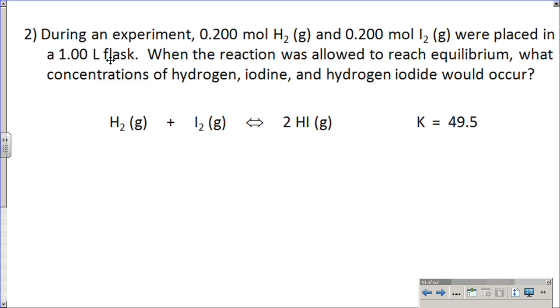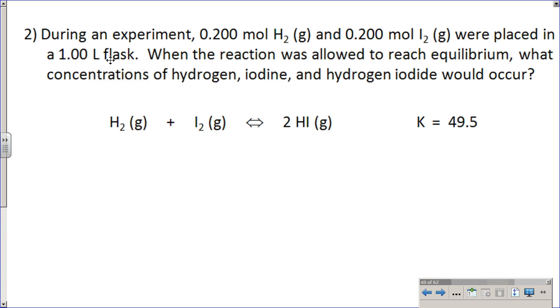So we have hydrogen gas and iodine gas yielding 2 hydrogen iodides or hydroiodic acid, however you want to call it. But in gaseous form, sometimes we don't name it by the true acid name. We name it by saying like hydrogen blank. So that's why you'll see the nomenclature is a bit different. You're starting off with 0.2 moles of hydrogen gas, 0.2 moles of iodine gas placed in a 1 liter flask. When the reaction was allowed to reach equilibrium, what concentrations would occur?